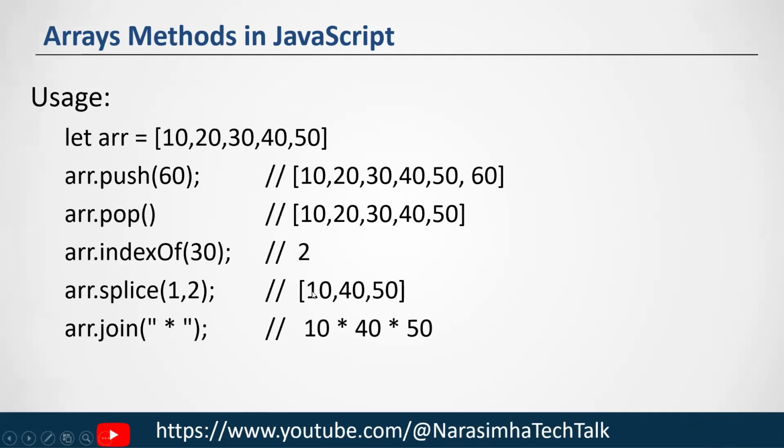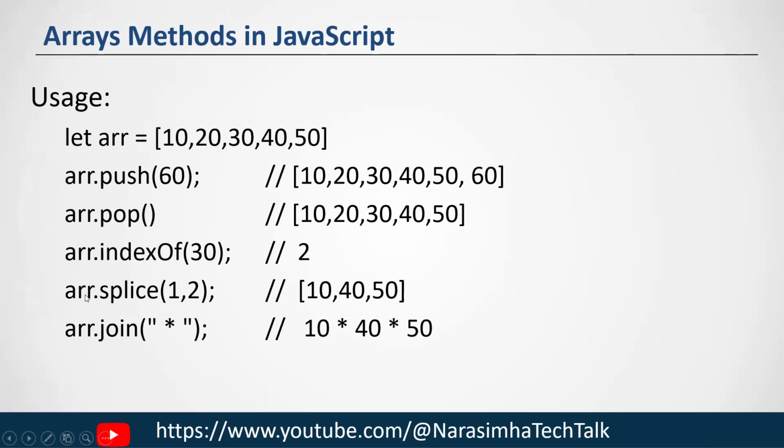Before we see this practically, here is a simple usage. I have taken one array which has 5 elements. array.push is the push method for adding a new item, and it will be added at the end of the array. Next, the pop method will delete the last item. Similarly, the indexOf method is used to find the index of the given element.